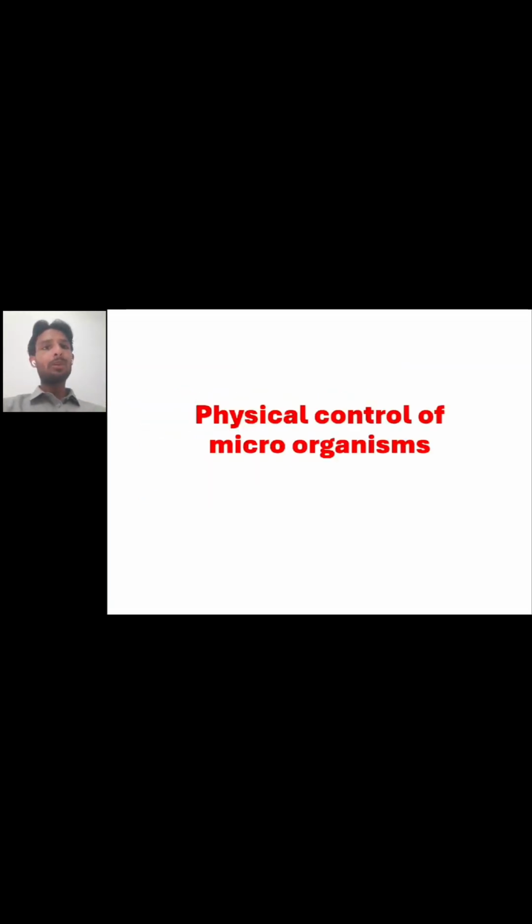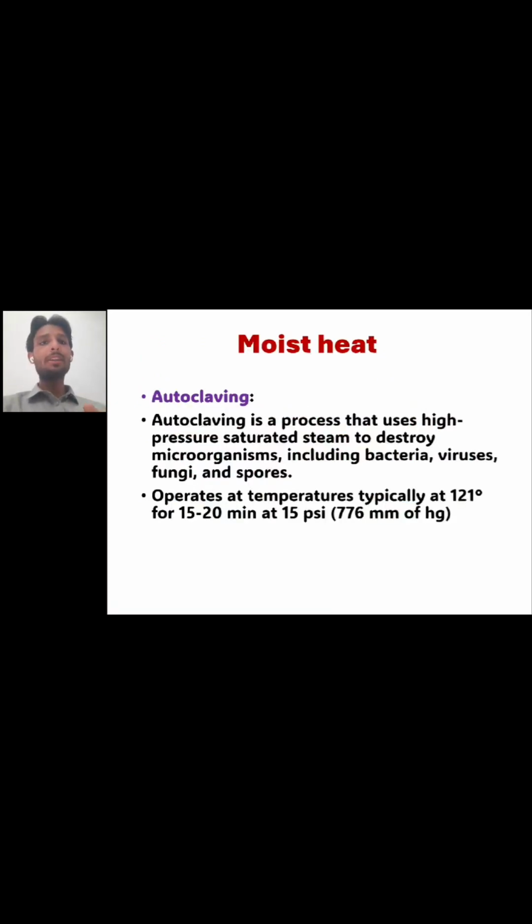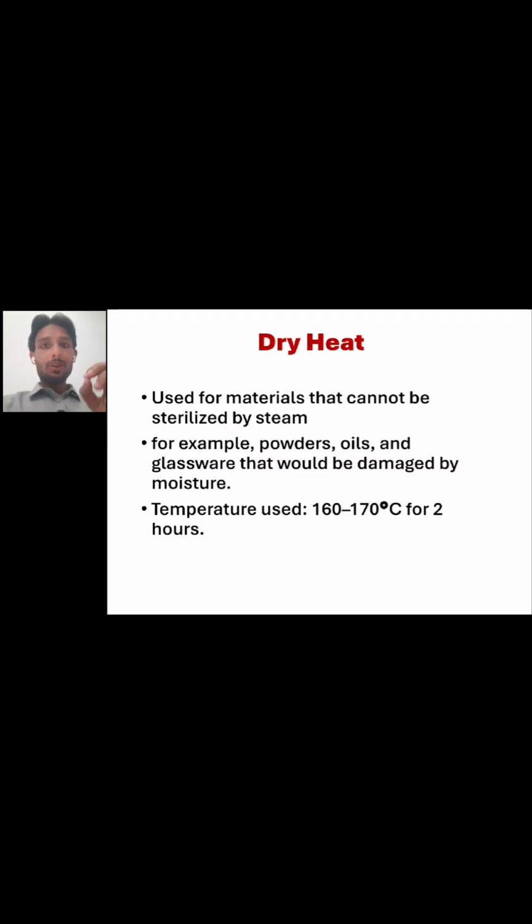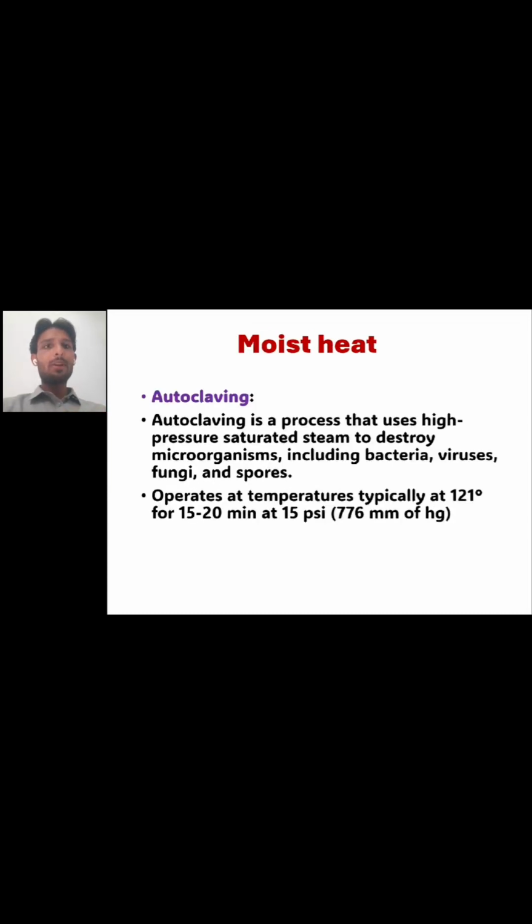Now, we are moving toward the physical methods in detail. The difference between moist heat and dry heat is that moist heat uses water molecules to coagulate the proteins of bacteria, and dry heat uses oxidation to destroy the DNA of bacteria. Dry heat also produces free radicals, which are very reactive molecules, and ultimately destroy the DNA of bacteria.